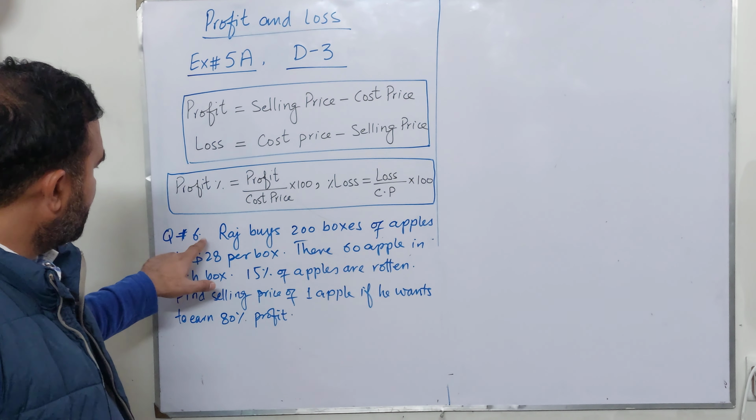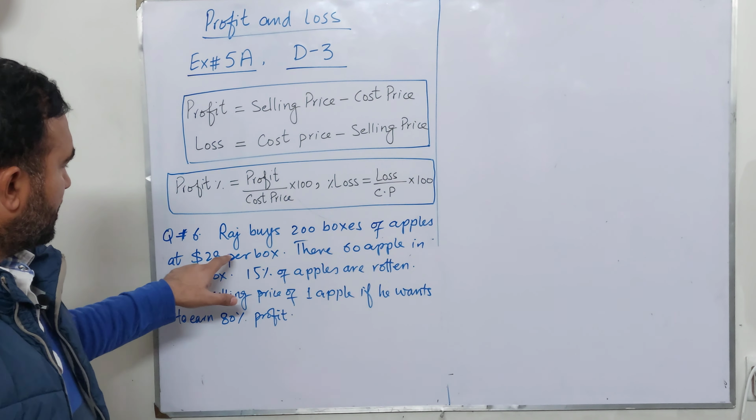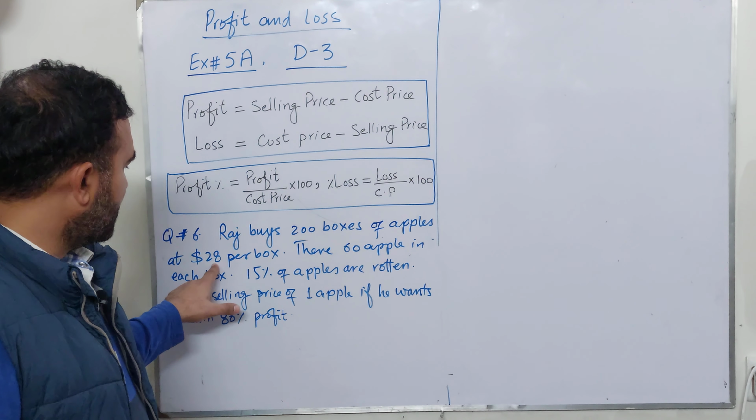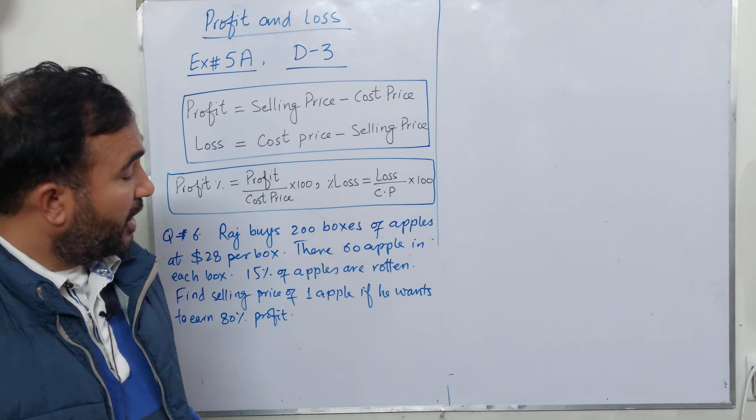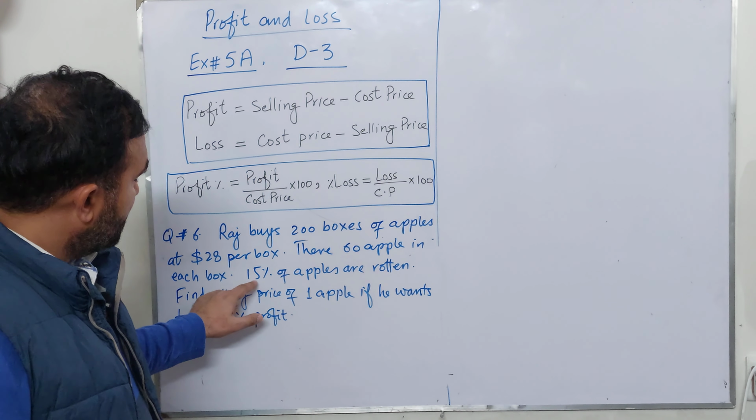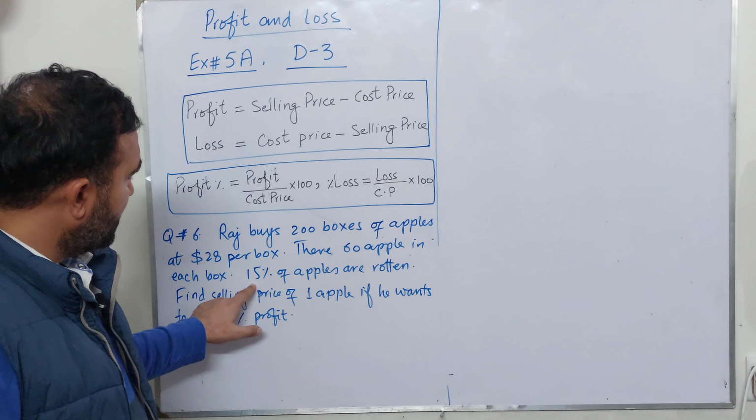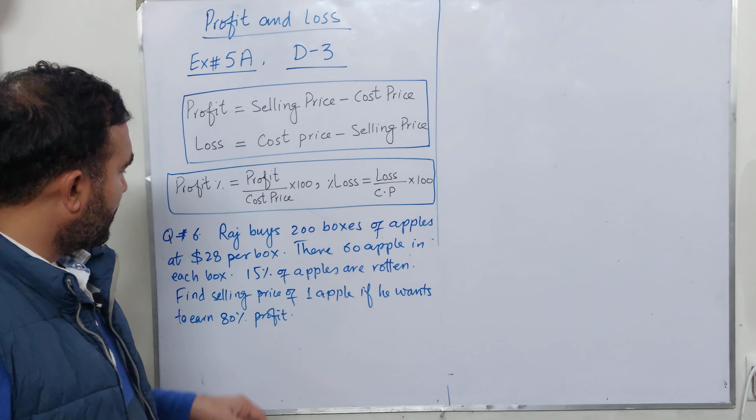Okay, now we are going to solve question 6. It says that Raj buys 200 boxes of apples at $28 per box, and there are 60 apples in each box. 15% of apples are rotten. Find selling price of one apple if he wants to earn 80% profit. Okay, so we don't need these 200 boxes. This information is not required in this question. We are only interested to find the cost price of one apple, and first we will exclude these 15% of apples which are rotten, right?